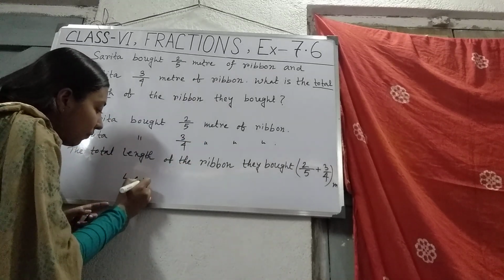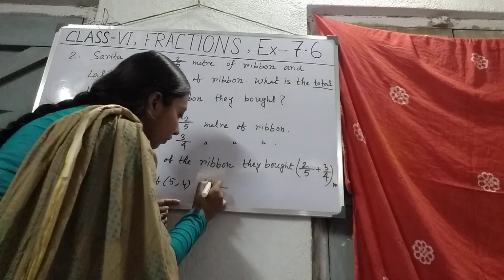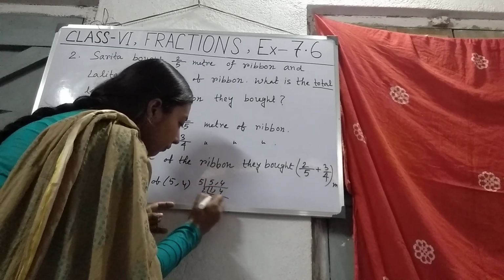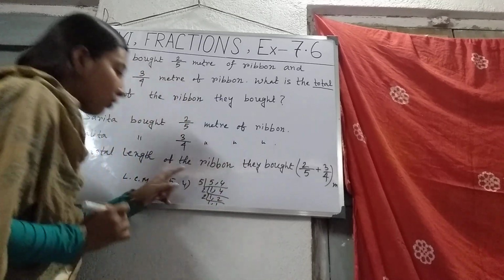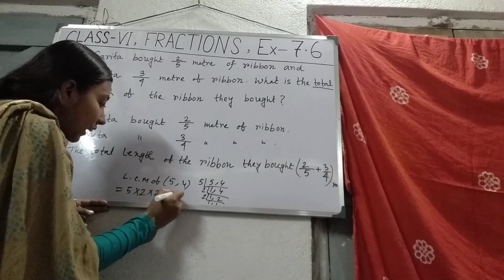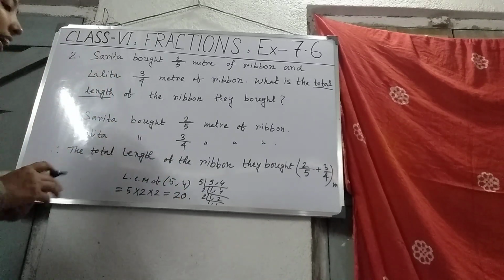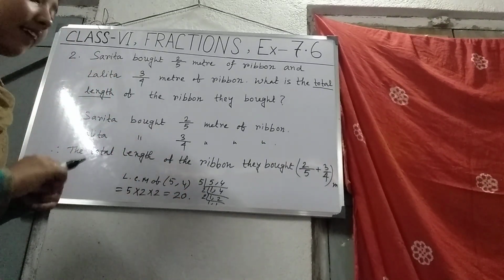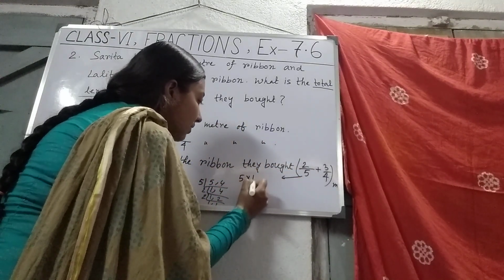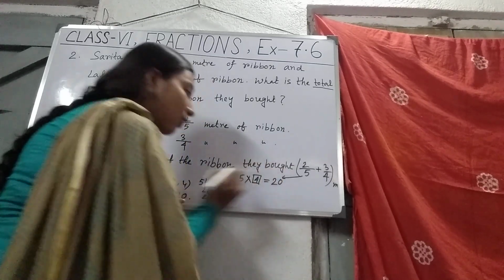So LCM of 5 and 4, 5 1s are 5, 4. So 5 into 2 into 2. The LCM comes 5 into 2 into 2. That means 5 2s are 10, 10 2s are 20. So at first we have to make same denominator. In first one fraction the denominator is 5. So by which number should we have to multiply so as to get 20? 5 4s are 20.